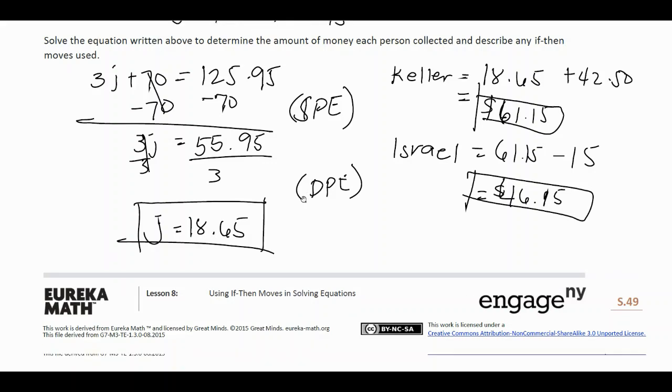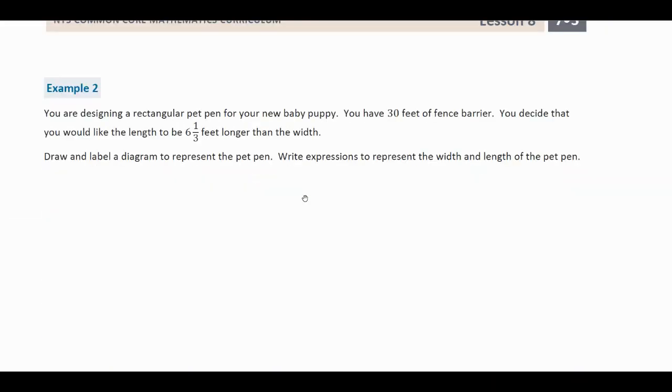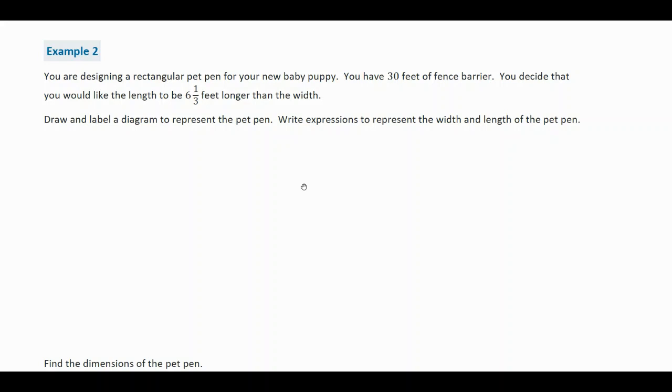All right. Example 2. You are designing a rectangular pet pen for a new baby puppy. You have 30 feet of fence barrier. You decide that you would like the length to be 6 and 1/3 feet longer than the width. Draw and label a diagram to represent the pet pen. Write expressions to represent the width and the length of the pet pen.